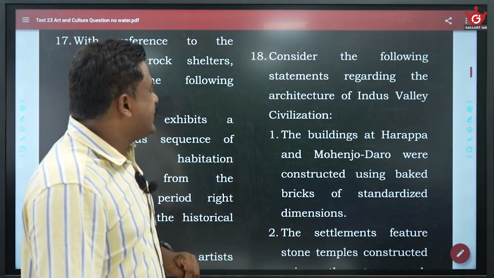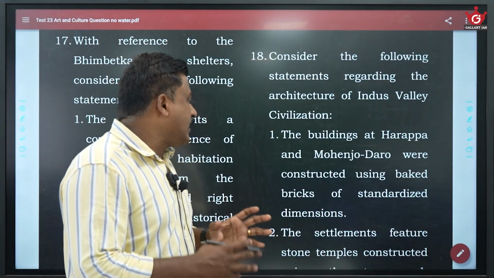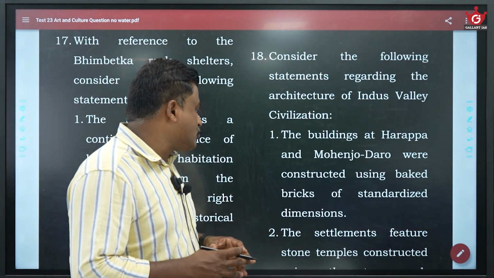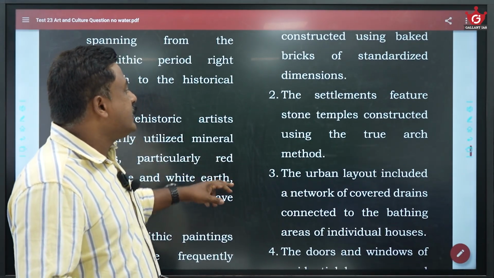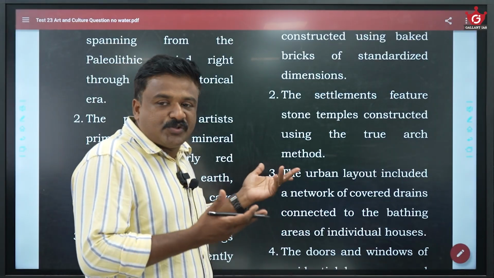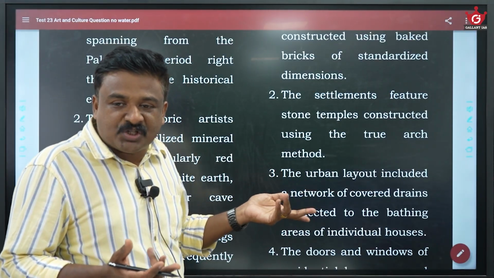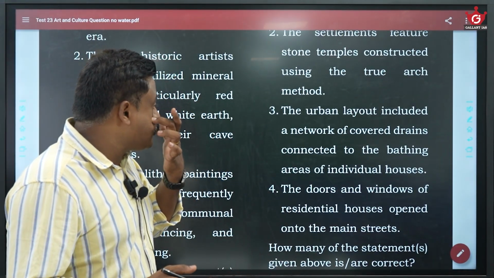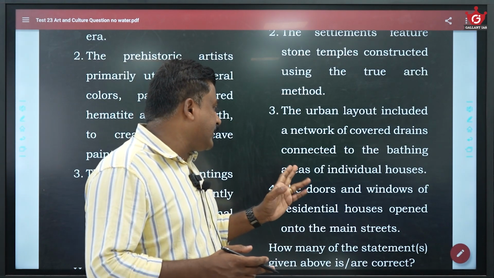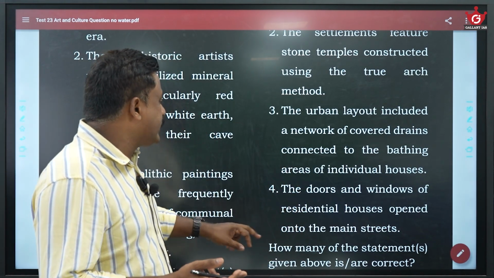Now, regarding the Indus Valley civilization, the buildings at Harappa and Mohenjo-daro were constructed using baked bricks of standardized dimensions, which is absolutely correct. Settlement features stone temples. There are no stone temples identified as such, so I will eliminate this one. The urban layout included a network of covered drains connected to bathing areas of individual houses, which is absolutely correct.